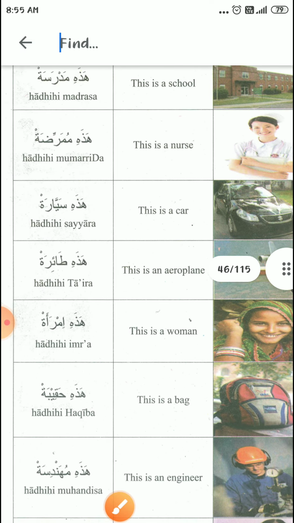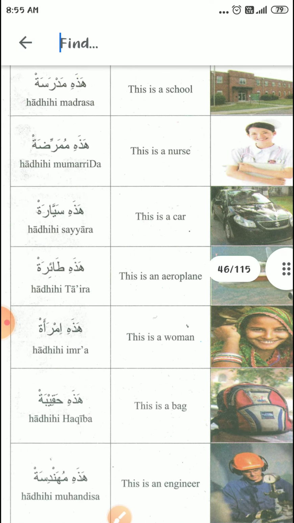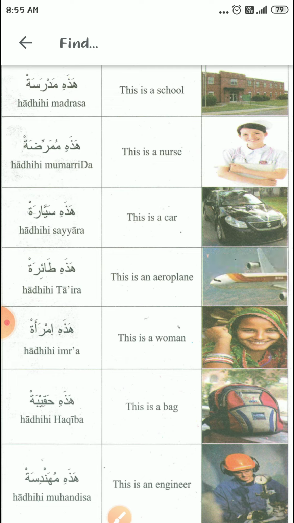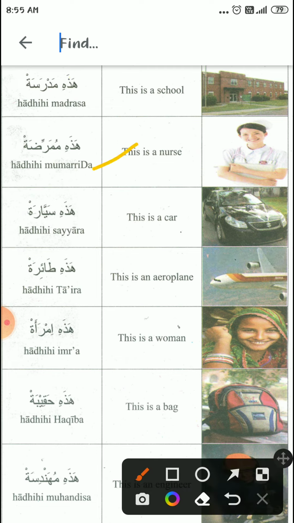Hazihi madrasa. This is a school. Hazihi mumarrida. This is a female nurse. Hazihi sayyara. This is a car. Hazihi ta'ira. This is an aeroplane. Hazihi imra'a. This is a woman. Hazihi haqiba. This is a bag.